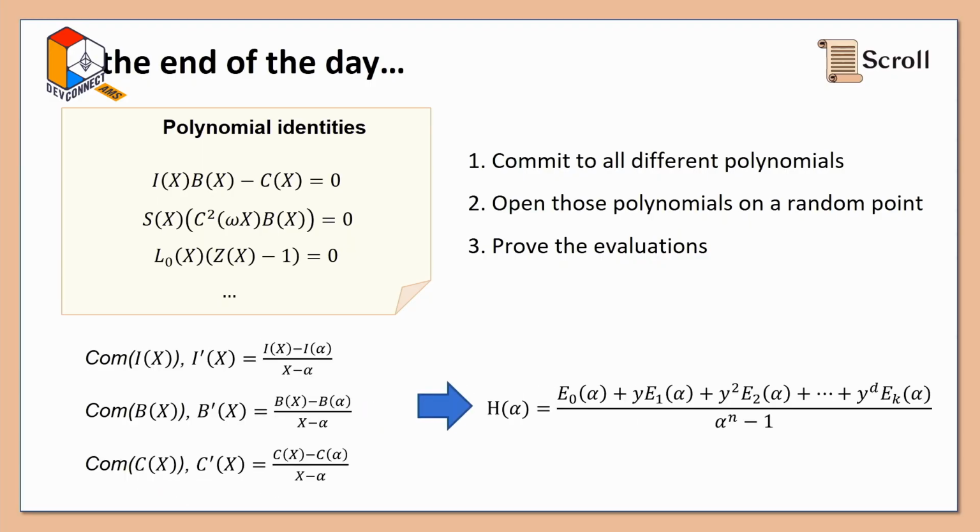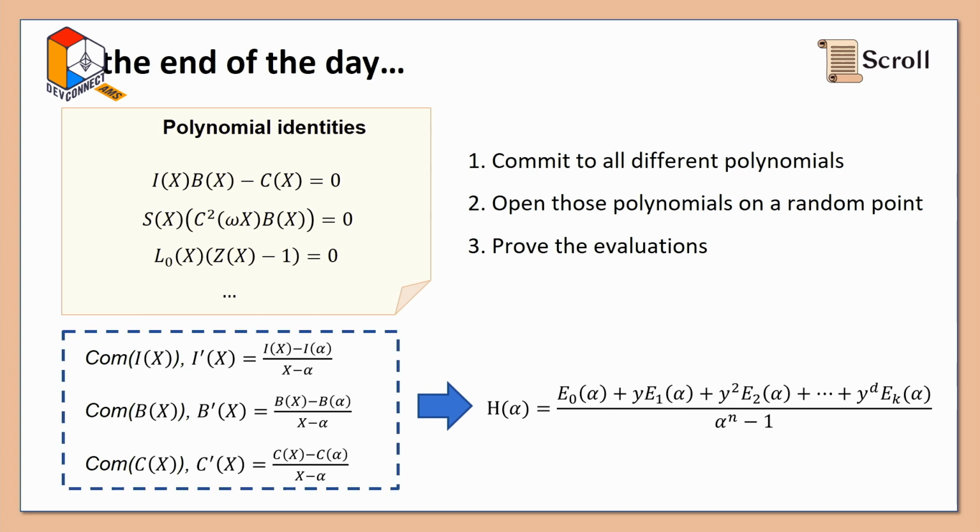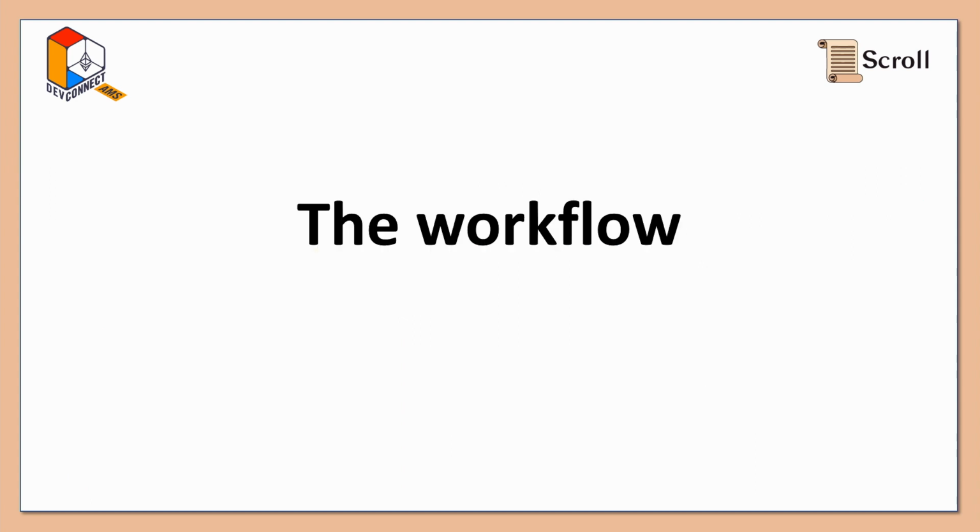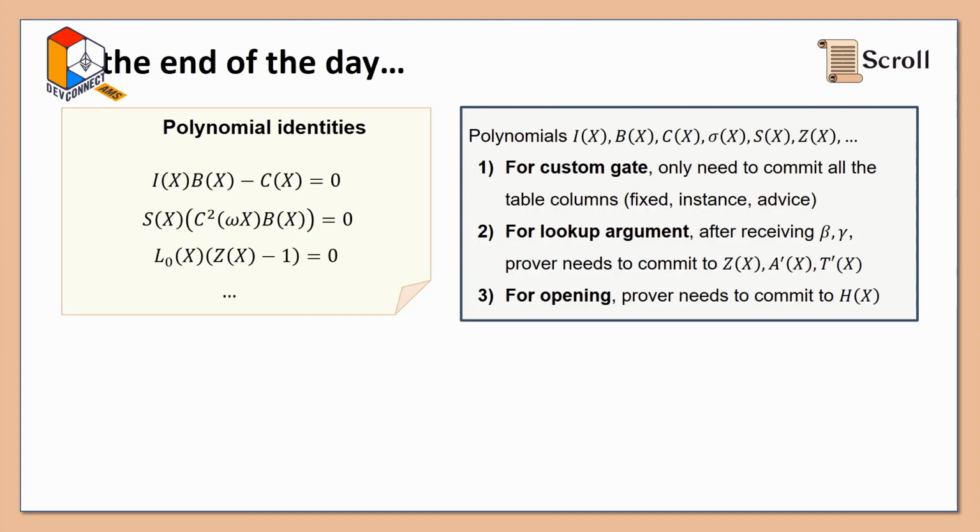And to get all those evaluations for those polynomial identities, you need to open each polynomial at a random point. And then you run some multi-open argument for this part. It's more technical, but let's look at the workflow. There are so many polynomial identities from your constraint system.